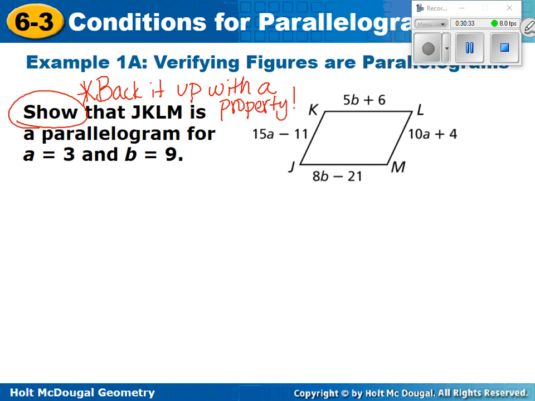So start with what's in your picture. What are they giving me information about in the picture? Sides, angles, diagonals, what? Sides. So what do you think, using that picture, we could prove about the sides? Do you think we have enough information to prove the sides are parallel? Nope, it's not on a graph. We would probably need it on a graph to prove something about slope.